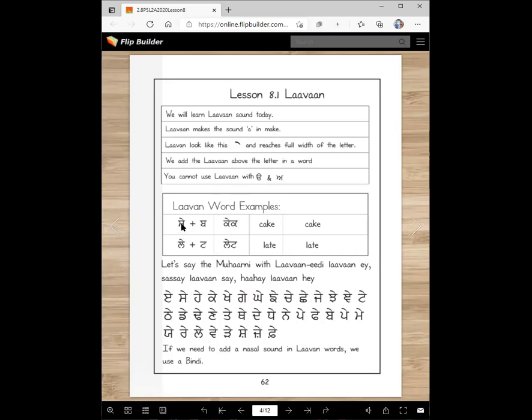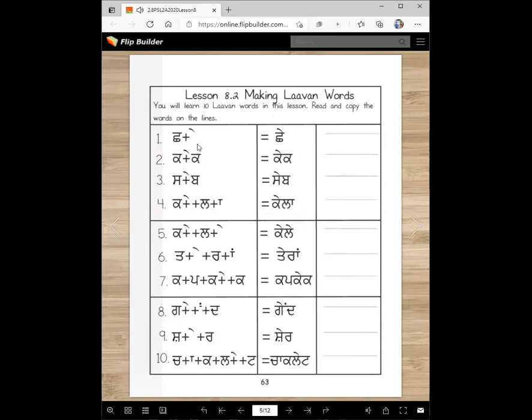This should be kaka, and this should be kaka, like this one. Cross these out and then write kaka on there. Okay? Auntie makes lots of mistakes. Then we are going to learn 10 words in this lesson, only 10 words. And you just have to know what they mean, how to write them, how to sound them, and how to use them in sentences. Okay.